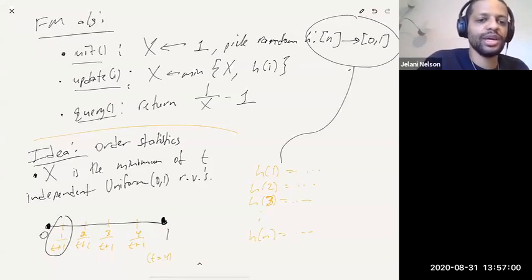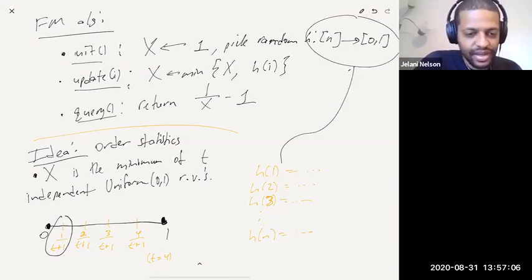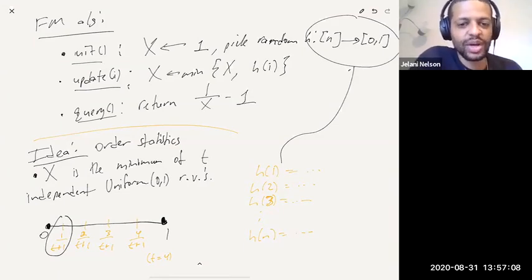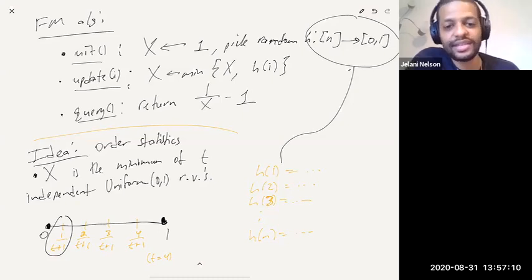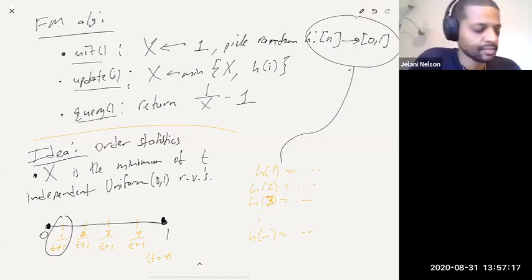And what are we returning? We're returning 1 over x minus 1. So 1 over x is t plus 1. And then you subtract 1, t plus 1 minus 1 is t. Okay? So that's why we're returning what we're returning during a query.